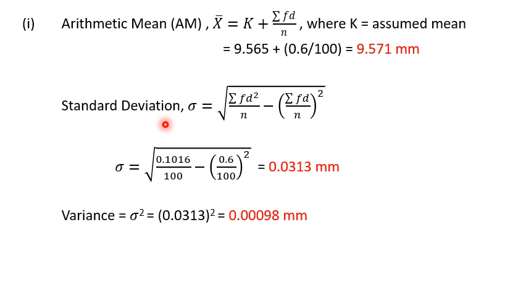Second we have to calculate the standard deviation. This is the standard deviation formula, and summation fd square we already calculated in the previous table, so this is equal to 0.1016. Summation fd is already calculated 0.6, so our standard deviation is equal to 0.0313 mm. This is our second answer. Next we are going to calculate variance, and that is equal to sigma square or standard deviation square. So our variance is equal to 0.00098 mm.